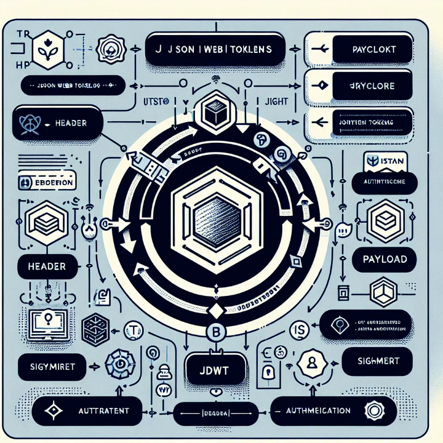So, where do JWTs find application? Well, there are several common use cases. Firstly, JWTs are primarily used for authentication and authorization, securely granting users access to specific resources or actions.